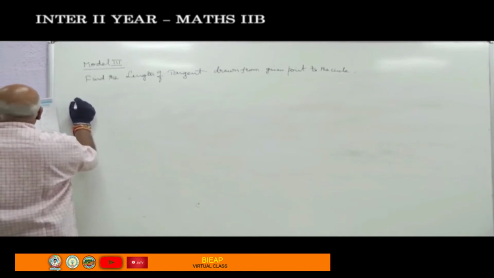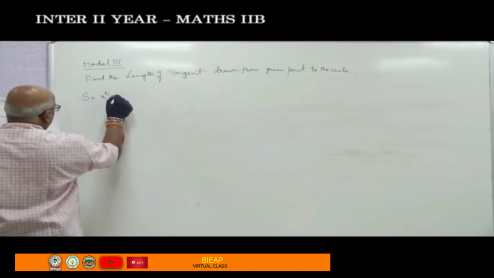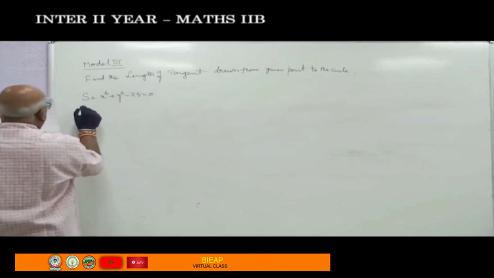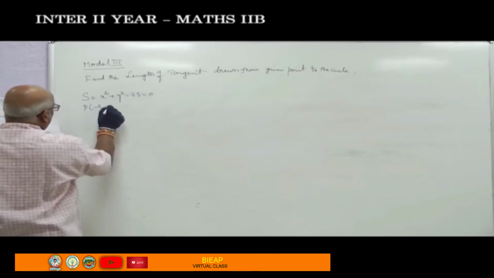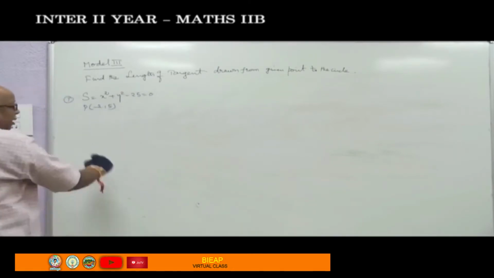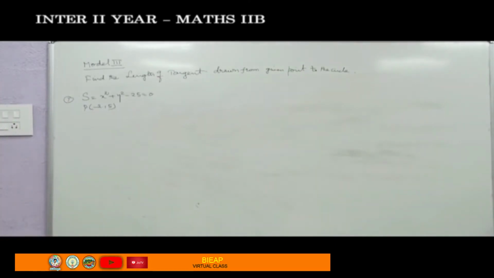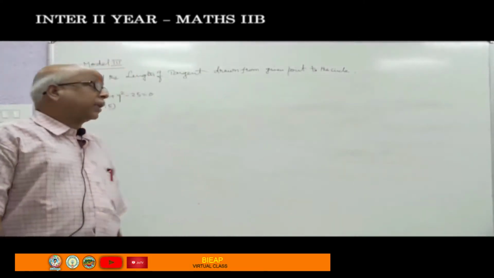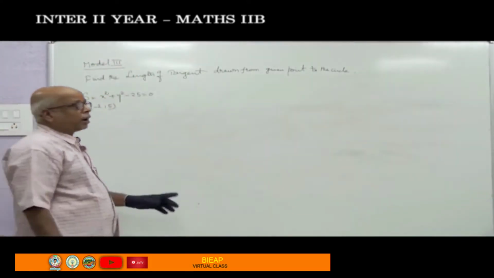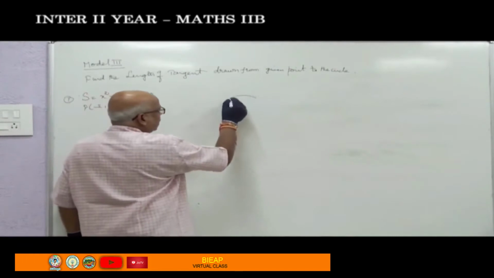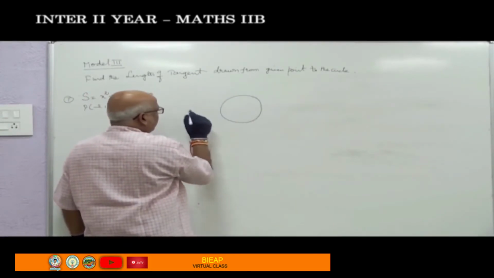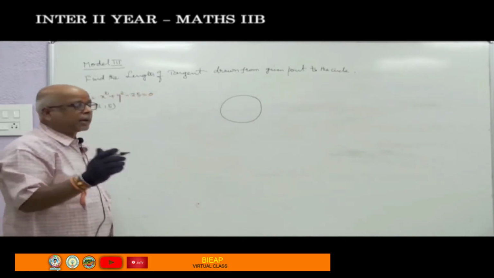our present problem is S equal to x square plus y square minus 25 equal to 0, and the point is minus 2, 5. Find the length of tangent. What is the formula for length of tangent drawn from a point? Drawn from a point means here is a simple point that we are supposed to observe. From a point means definitely the point lies outside the circle.